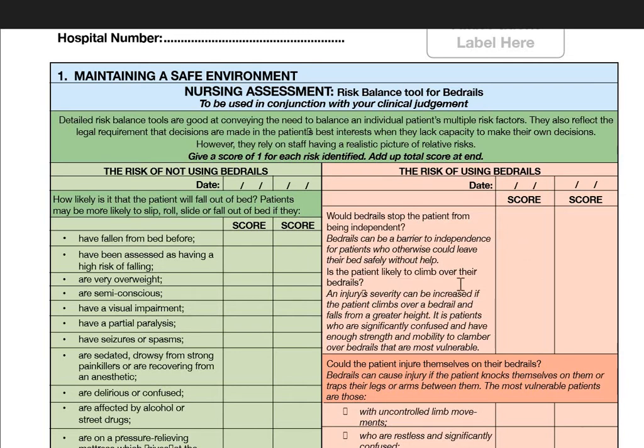Is the patient likely to climb over the bed rails? An injury severity can be increased if the patient climbs over a bed rail and falls from a greater height. It is patients who are significantly confused and have enough strength and mobility to clamber over bed rails that are most vulnerable. Okay, so if you think that's an issue, you put in your score of 1.